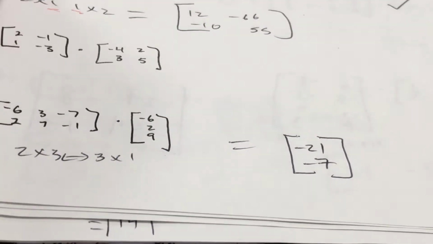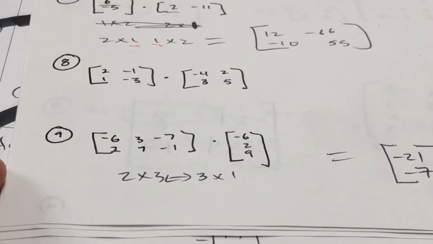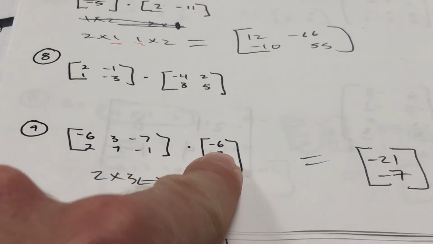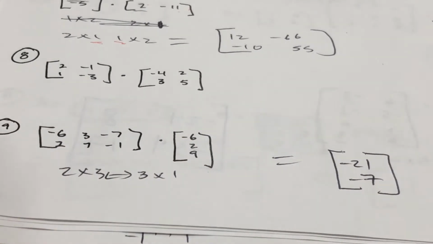And again, you can use your calculator here. Number 9, you have a 2 by 3 and a 3 by 1. You're going to be left with a 2 by 1, which is something that looks like this, and that is your answer.